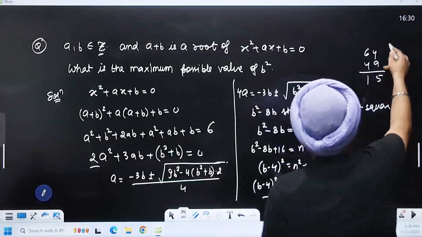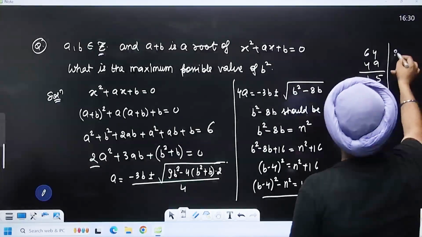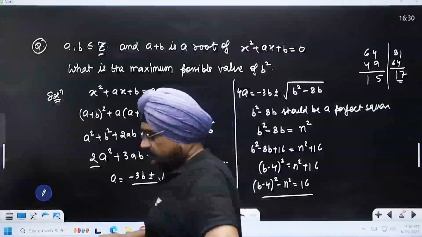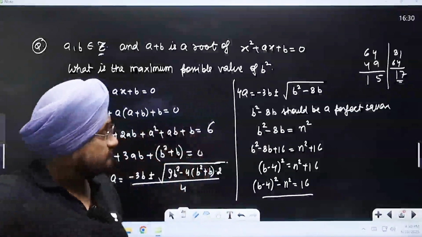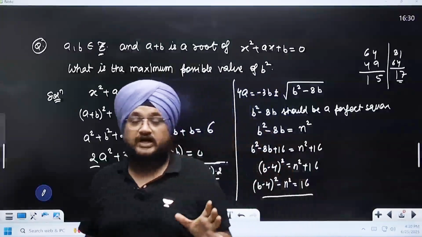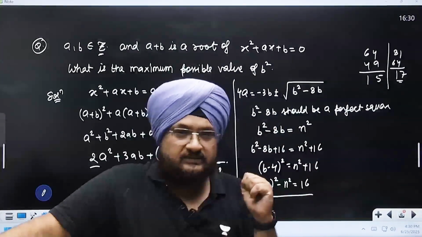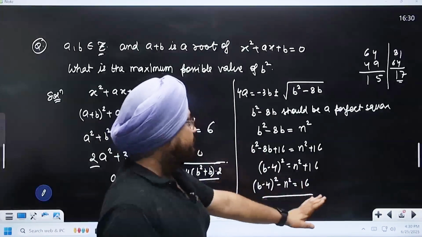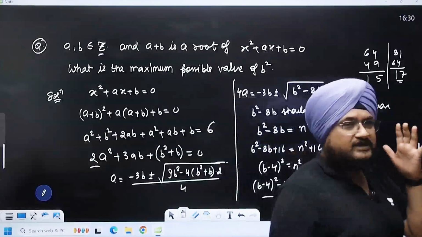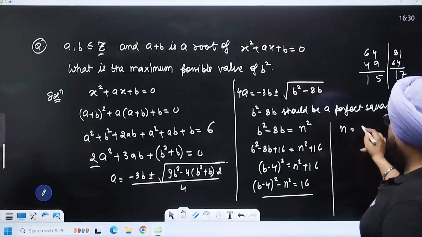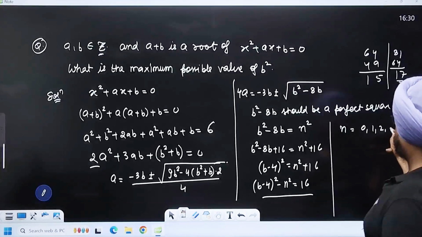And square of 9 and square of 8, this is 17. Now if I take any two consecutive integers, then the difference between the squares will be greater than 16. So I can say that n can be at max 7. The maximum value of n can be 7. So we need to check only for 0 to 7.